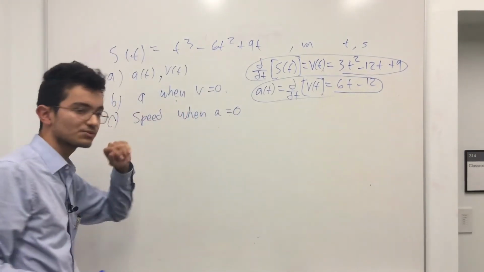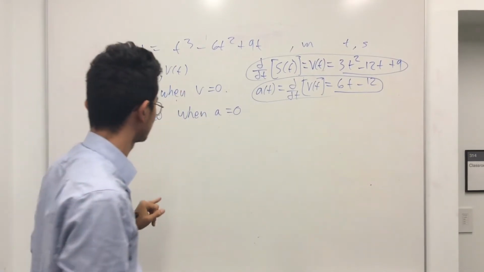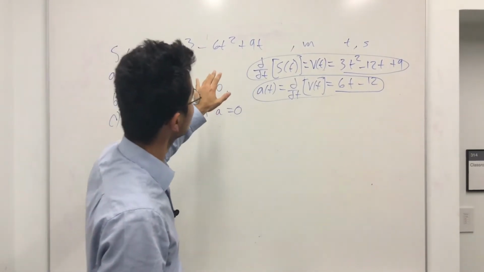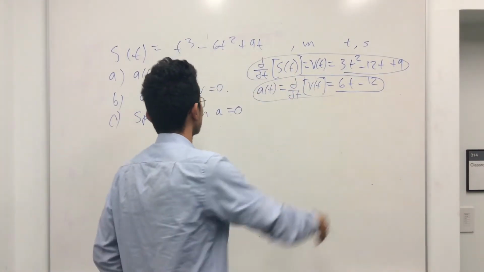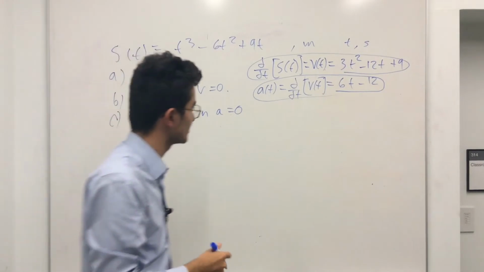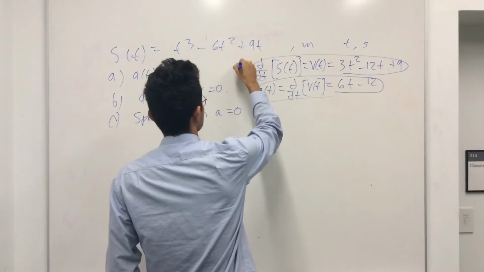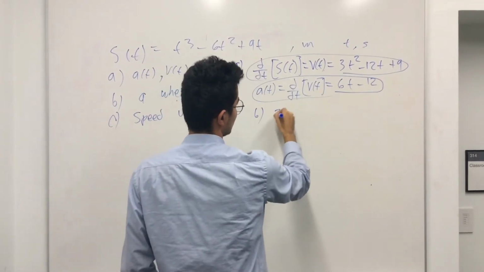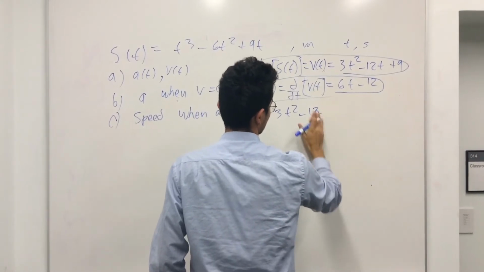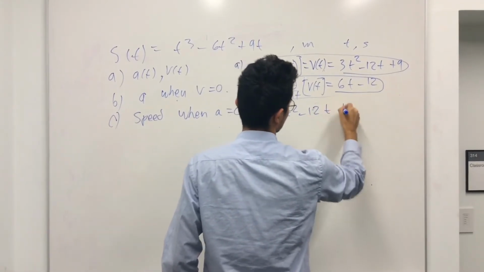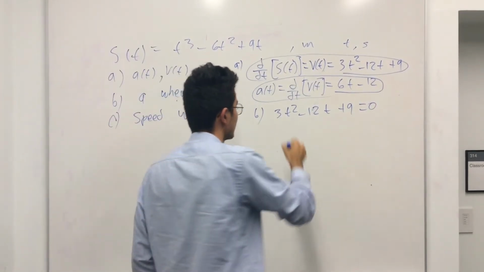For part B, we're going to find the acceleration when v is equal to 0. So what we have to do is find the times at which the velocity is 0. So set v of t equal to 0 and then plug that time into the acceleration to find the value. Right here we have 3t squared minus 12t plus 9, and we're going to set it equal to 0.